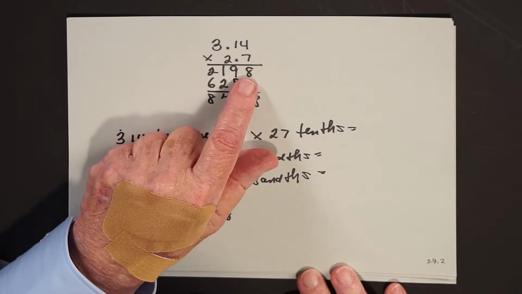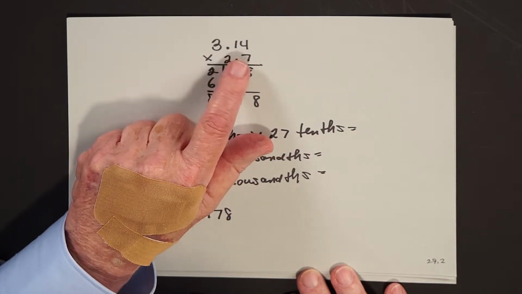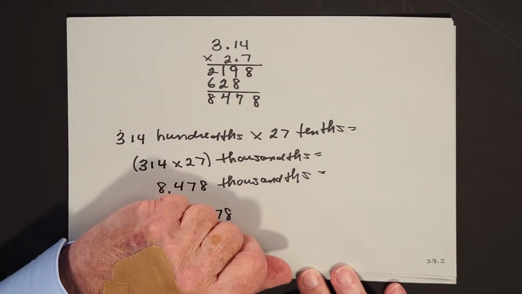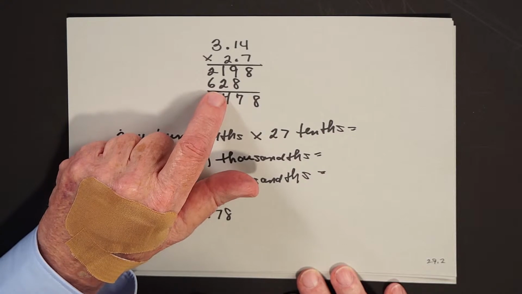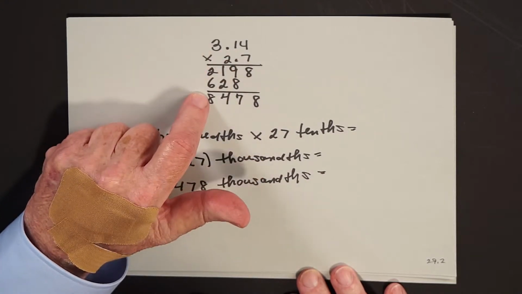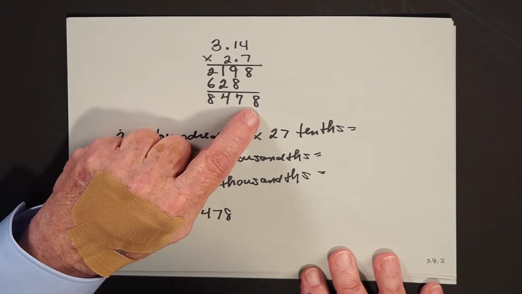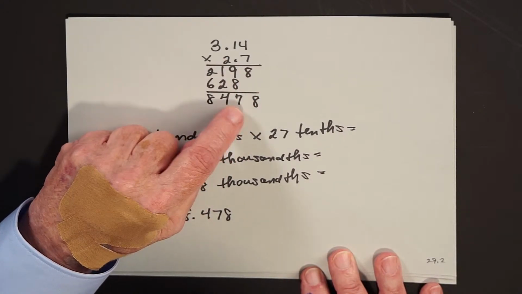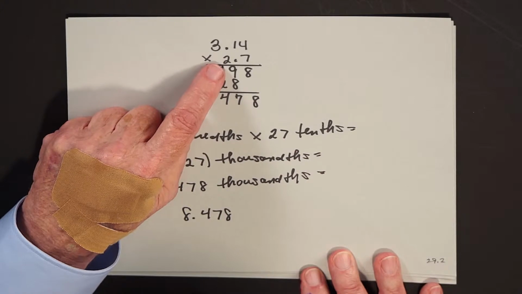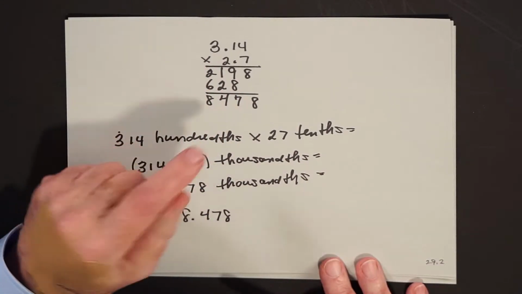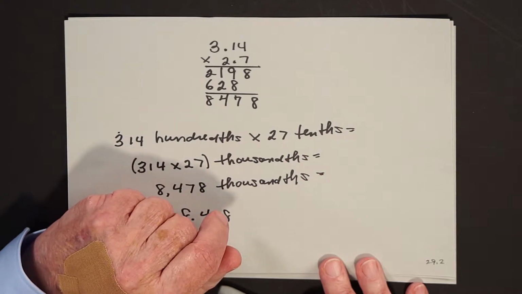7 times 4 is 28. Put down the 8, carry the 2. 7 times 1 is 7. The 2 you carried is 9. 7 times 3 is 21. 2 times 4 is 8. 2 times 1 is 2. 2 times 3 is 6. I'm trying to make this sound as mechanical as possible. Now you add up. 8, and 8 and 9 is 17. Carry the 1. 2 and 1 is 3, and the 1 you carried is 4, and 6 and 2 is 8. And so now the answer looks like 8,478.